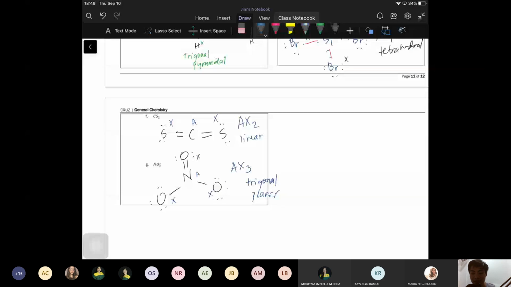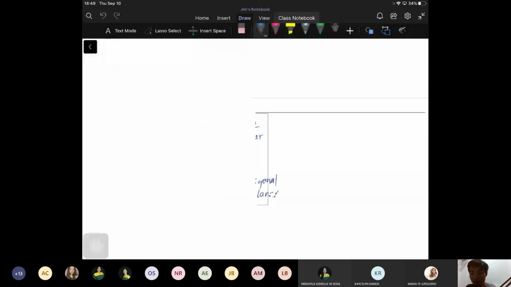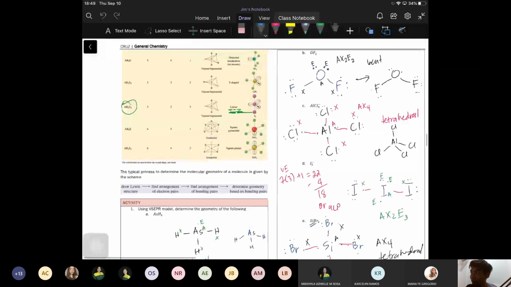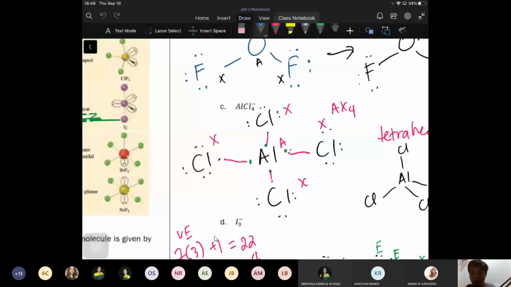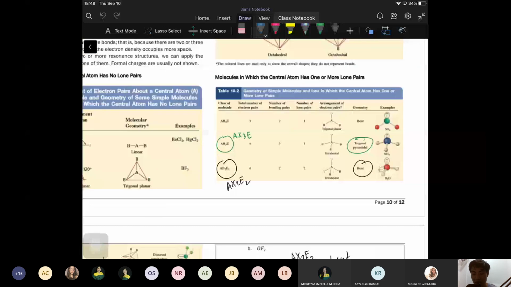So, for you to memorize them, gawin nyo lang yung technique na ginawa ko. You draw the structure first, then identify the central atom. Lahat ng terminal atoms ay X. Lahat ng lone pair sa central atom ay E. Then pag makakagawa ka ng code doon, AX2E1, AXE2, something something, gagawin niyo na lang, you look up the geometry dito sa table.